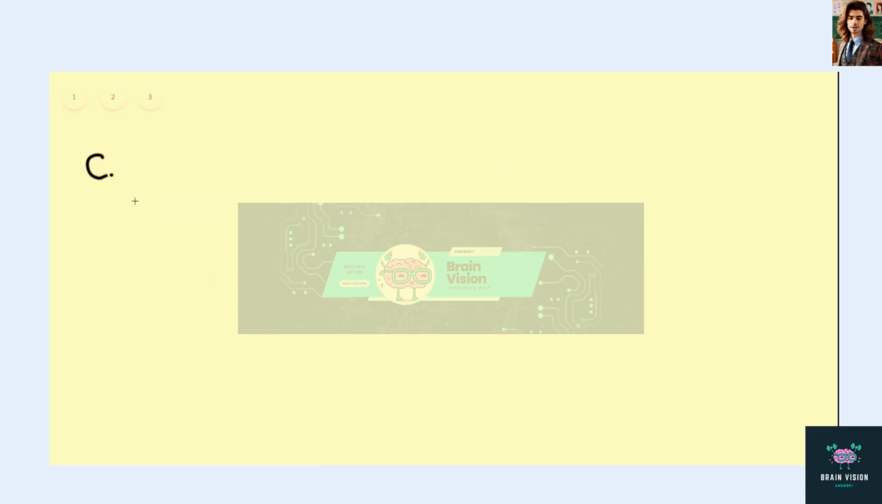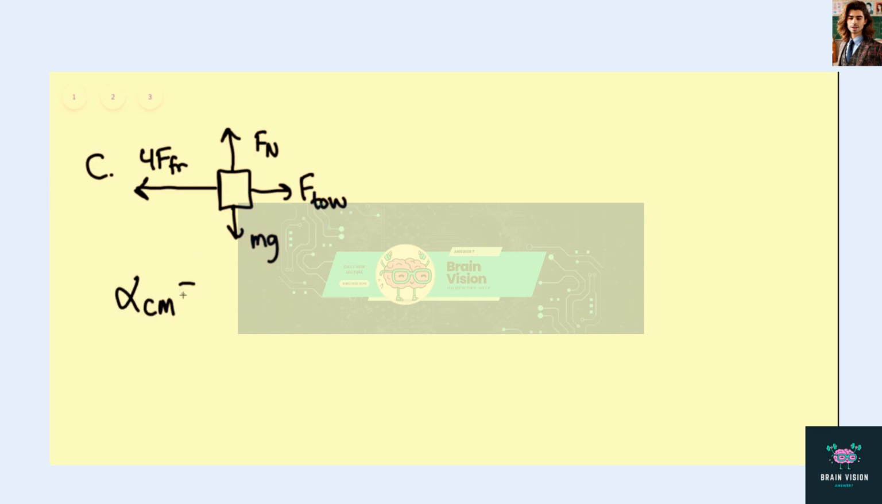For part C, it is beneficial to draw a free body diagram. Going up would be the normal force, going down would be mg, to the right would be the force of the toe, and then going to the left would be 4 times the force of friction, because of course there are 4 wheels. We know that the linear acceleration of the center of mass equals the angular acceleration times the radius of the wheels. My apologies.